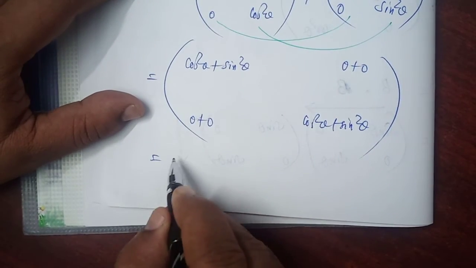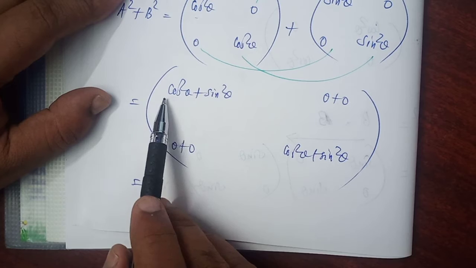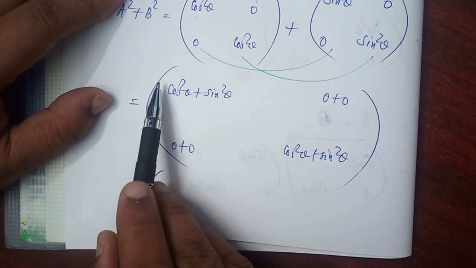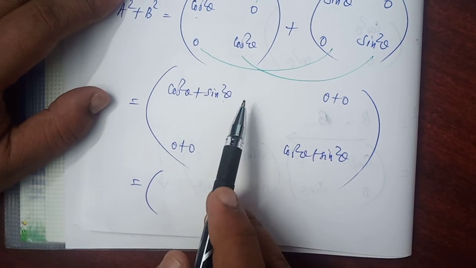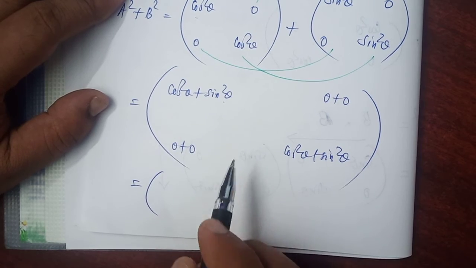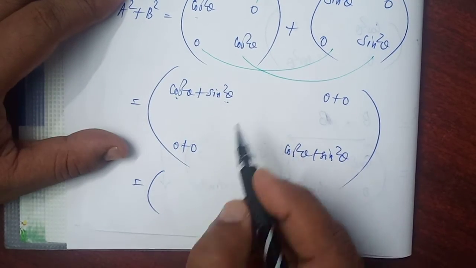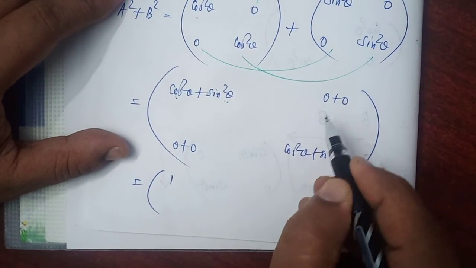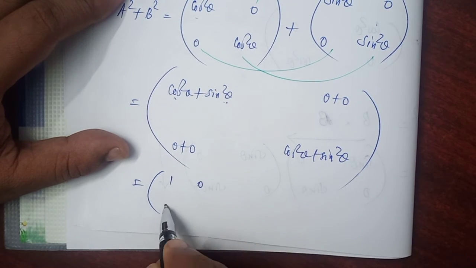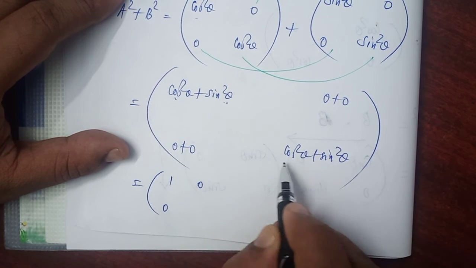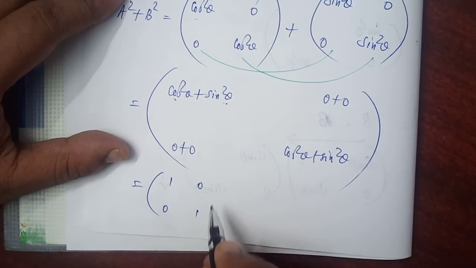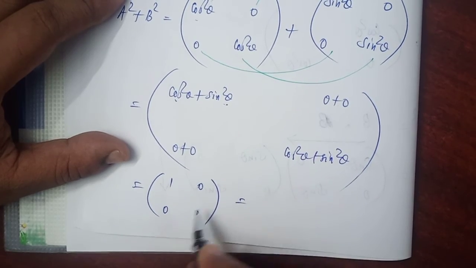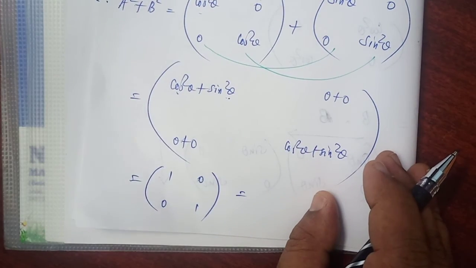That is equal to cos squared theta plus sin squared theta, that is an identity you will be studying later when you learn the chapter trigonometry. Cos squared theta plus sin squared theta value is 1. Remember, 0 plus 0 is equal to 0, 0 plus 0 is equal to 0. Already I told you cos squared theta plus sin squared theta equals 1. So we get 1 0 0 1, that is an identity matrix, you know very well.